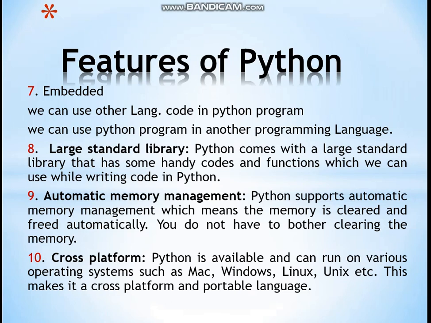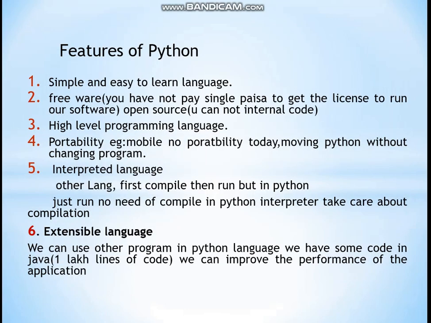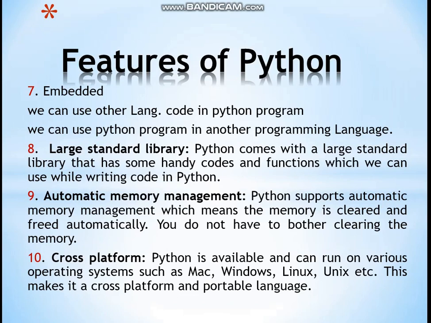Then large standard library, there are many libraries available in Python as compared to other programming languages. Another feature is automatic memory management, which means there is no need to release memory. Python supports automatic memory management, which means memory is cleared and freed automatically. It is cross platform. Python is available and can run on various operating systems such as Mac, Windows, Linux and Unix, which makes it a cross platform and portable language. So the features of Python are: simple and easy to learn, freeware, open source, high level, portability, extensible, interpreted, embedded, large standard libraries, automatic memory management, and cross platform.